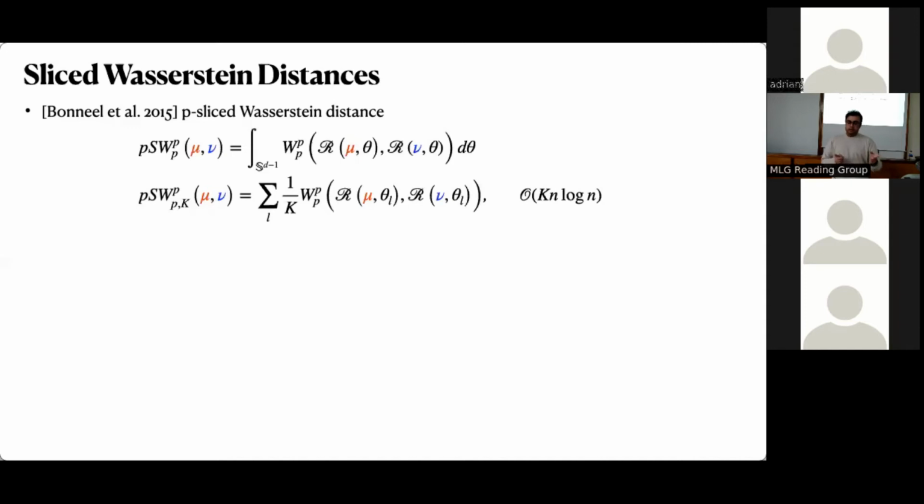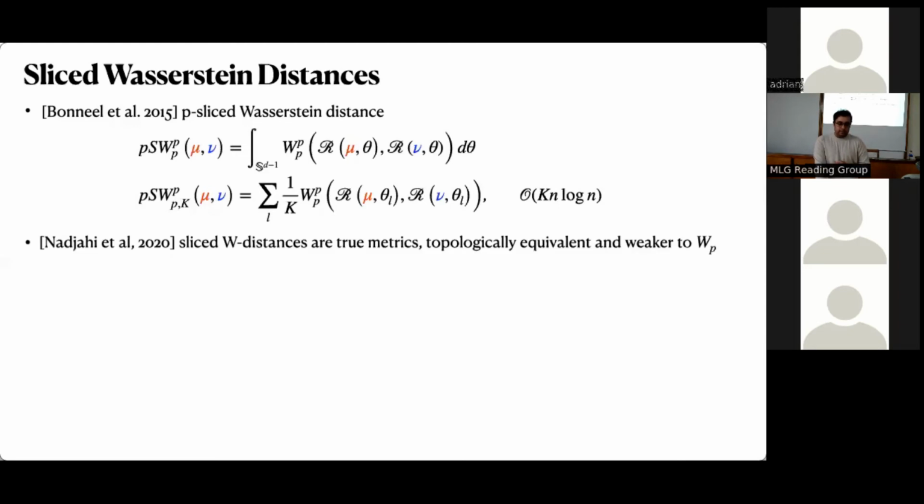And each one-dimensional calculation is n log n, and then you're doing k samples of this. So the computational complexity of this is actually k times n log n, which again is a lot better than the cubic complexity that the linear programming optimal transport solution had.